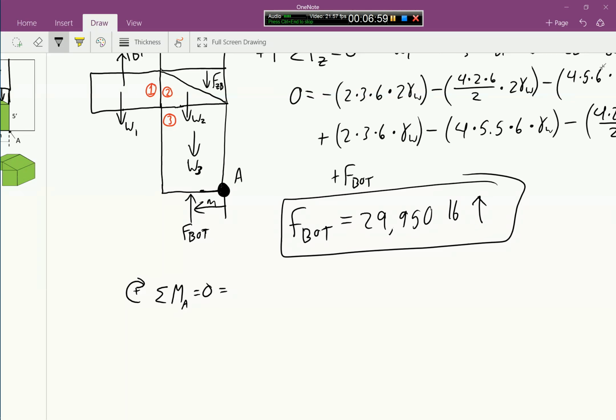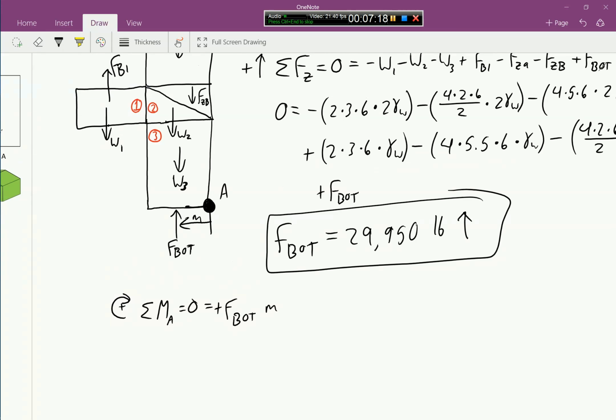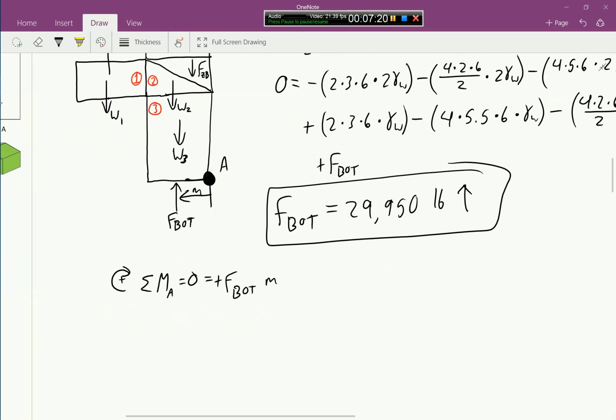So for starters, we'll just say F bottom times M, which is the moment arm. This right here is this force times the moment arm, which is the moment the F bottom contributes about A. That's going to be positive because it's trying to rotate the body clockwise. Then we'll add the next one, W1, which is going to be negative because this is trying to rotate the body counterclockwise about point A.